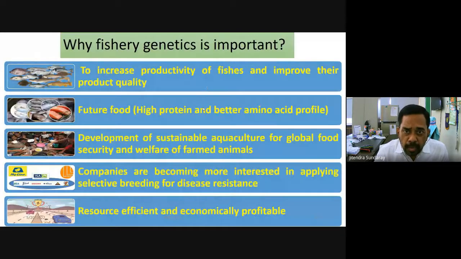Okay. Why is fishery genetics important? It increases the productivity of fish and improves their quality, for future food, high protein, better amino acid profile, and sustainable aquaculture. And believe it, there are a lot of companies in Spain, Norway, and the USA coming to invest in selective breeding. But as of now in Asian countries, we don't have much investment from the company side. They are resource efficient and economically profitable as far as genetics is concerned.